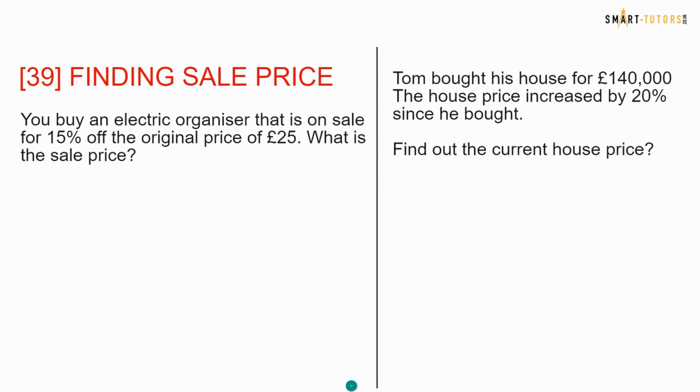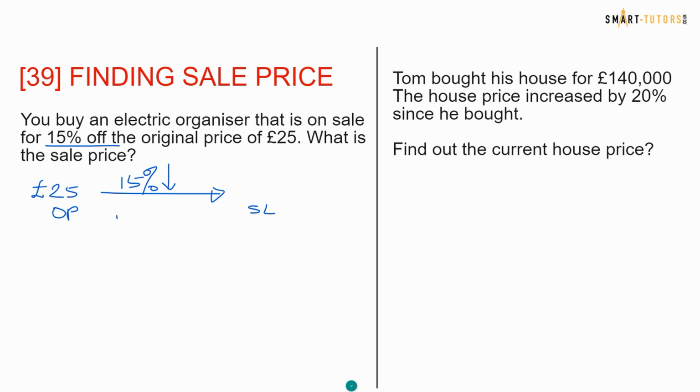Let's do the topic 39. So the topic 39, finding the sale price. So you buy an electric organizer that is on sale for 15% off. 15% off, the original price is 25. So £25 was the original price, OP. And we need to find out the sale price. But 15% they are giving off. So you can find the 15% and take away.